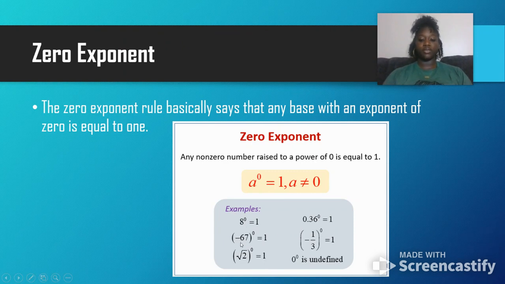Same goes for negative 67 to the 0 power equals 1. That's because negative 67 divided by negative 67 equals 1. 0 to the 0 power will always be undefined.